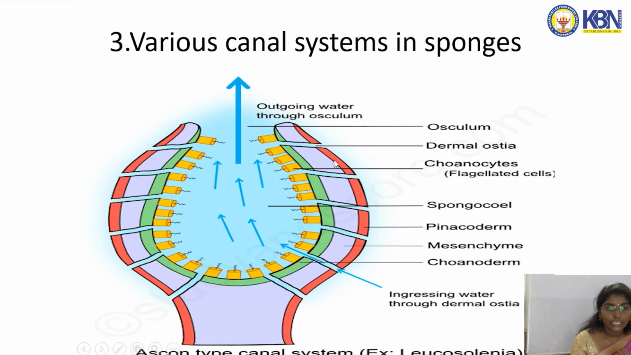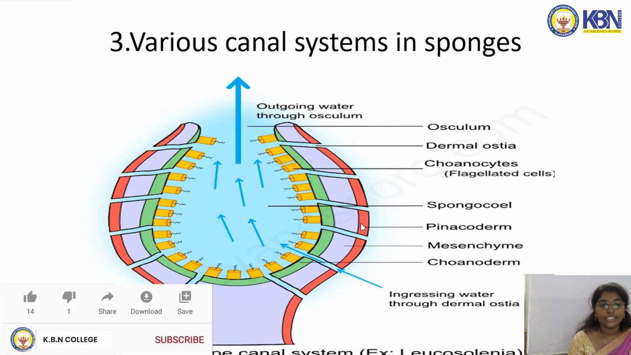And these are the choanocytes. These yellow body structures are called choanocytes, which are flagellated cells. In this we can observe flagella, which help the movement of water and create water currents. The middle part of the structure is called the spongocoel. The first layer is called pinacoderm, the middle layer mesenchyme, and the third layer choanoderm.